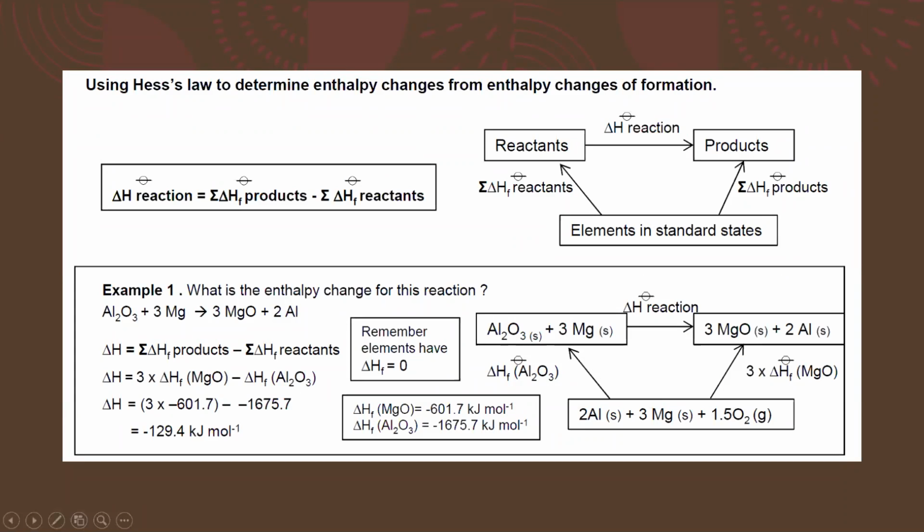So in this case you will have reactants and products. What link will you add? You will add the elements in their standard conditions, if the question is related to finding the enthalpy change of formation, or the enthalpy changes of formation are given.